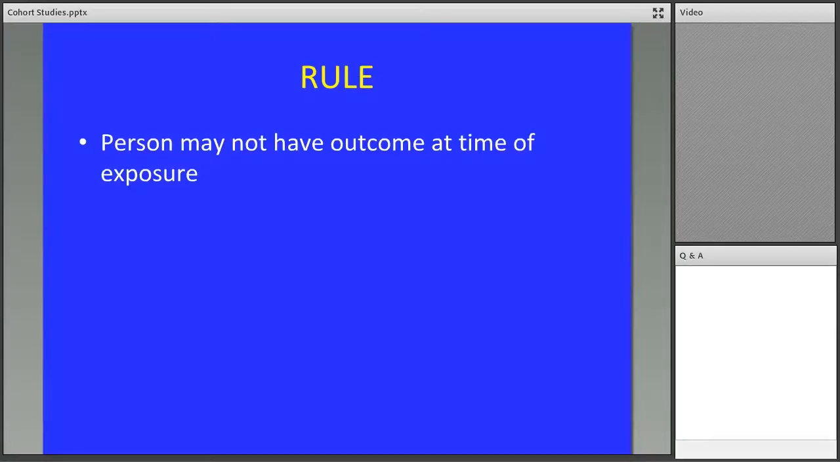Now, here's one of those little rules that you just got to remember. You cannot have the outcome at the time of exposure. And that's important because part of the strength of a cohort study is that sometimes you can infer things you cannot prove, but you might be able to infer things about exposure, about causality. And so understanding that your exposure came before your outcome is a critical piece in setting up a cohort study.